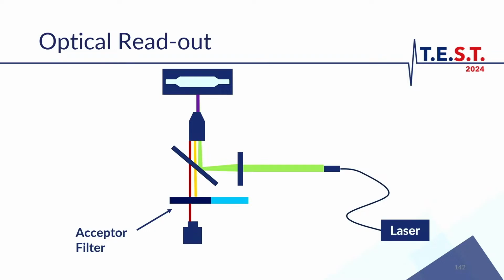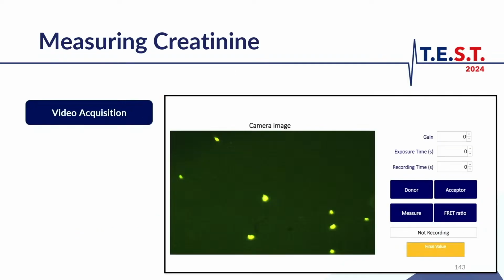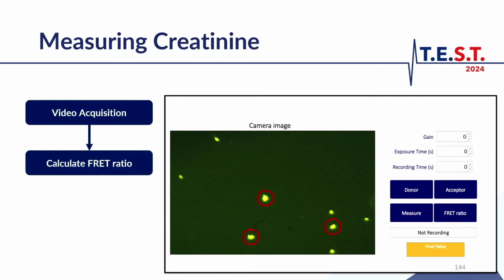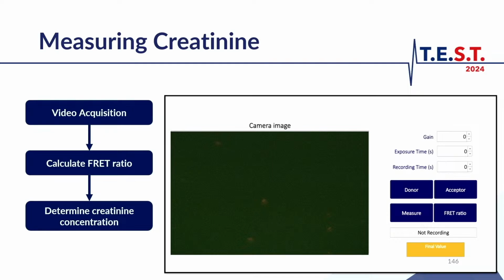And the camera can be used by the user through an interface. So the video is acquired. And then we are going to calculate the FRET ratio. So we are capturing the donor signal, then capturing the acceptor signal, calculating the FRET ratio, and then determining the concentration of creatinine. And that's what we want.